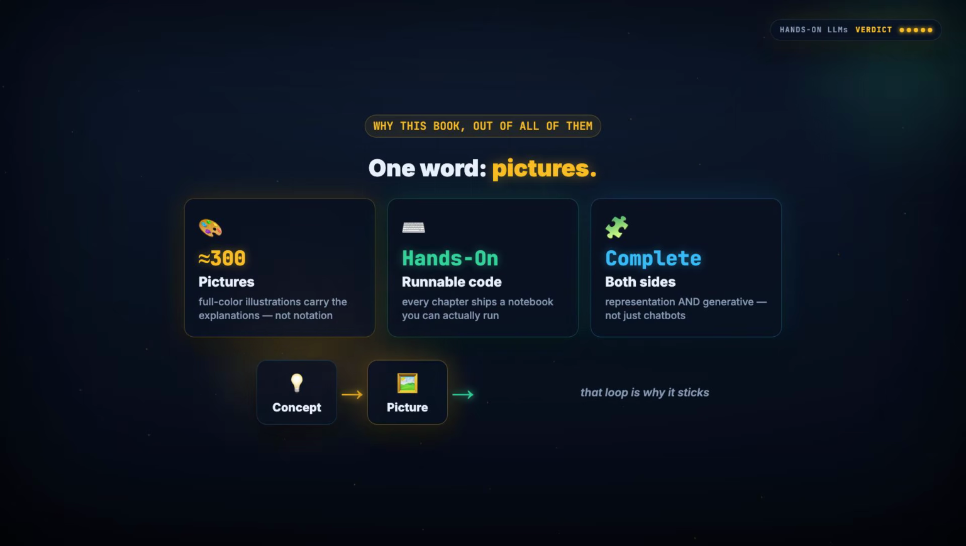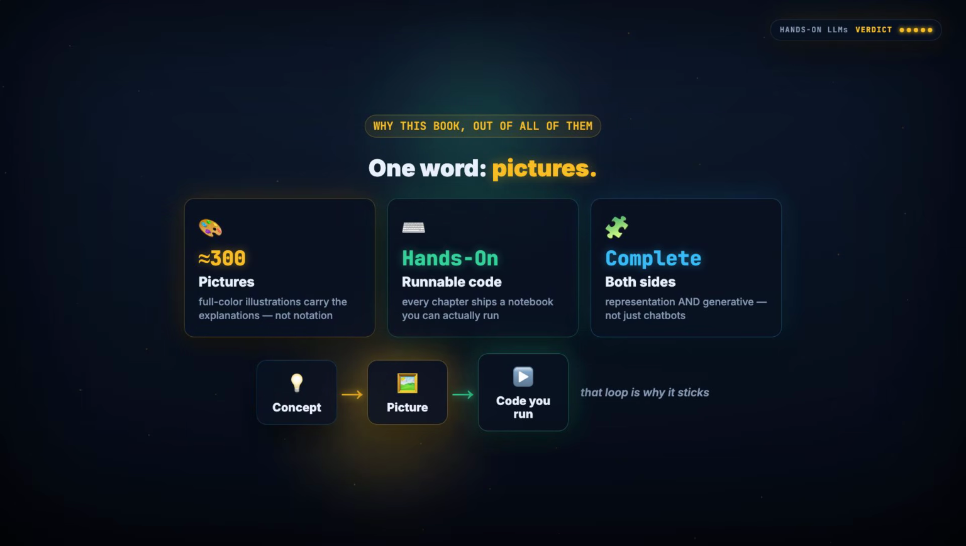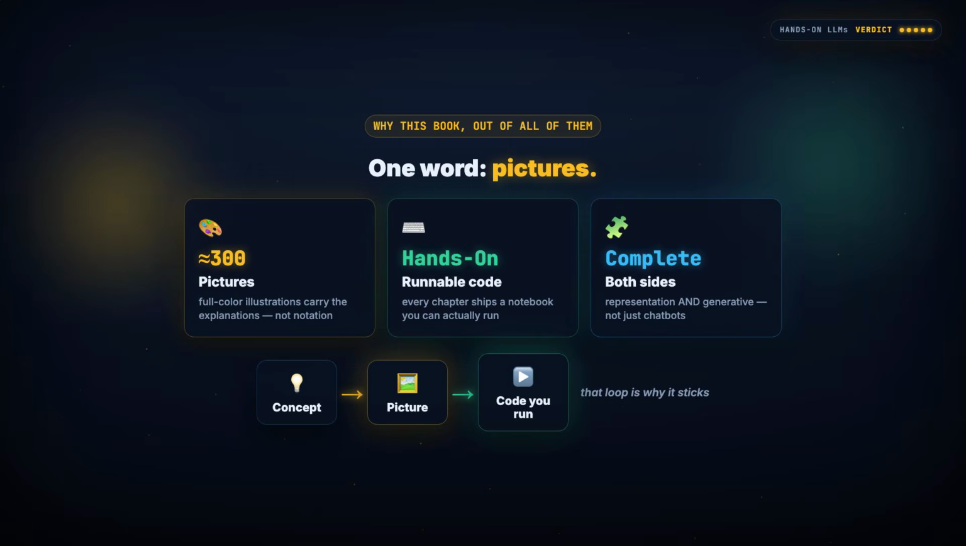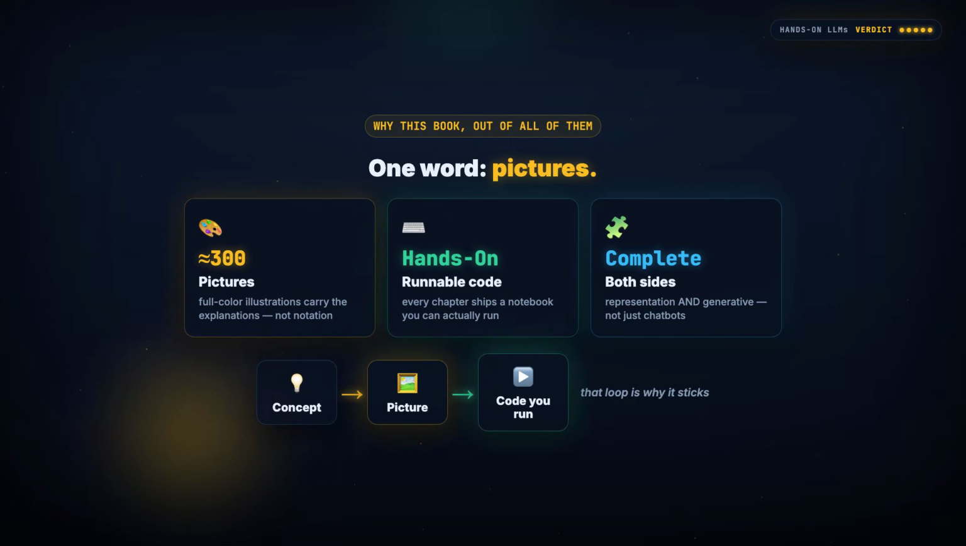Because here's the other half: it's called hands on for a reason. Every single chapter comes with a runnable notebook. You read how embeddings work, then you open Google Colab and watch real words turn into real vectors on your own screen. Concept, then picture, then code you can run. That loop is why it sticks. It's also unusually complete. Most books only teach the generative, chatbot side. This one is one of the very few that takes the representation side just as seriously as search, clustering, classification, the stuff that quietly runs in production everywhere.